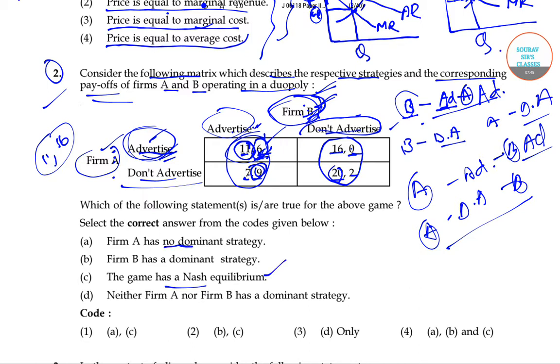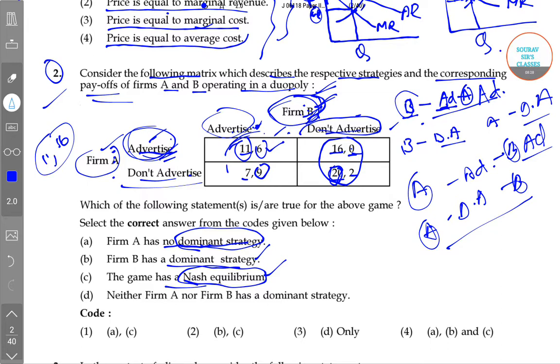A has no dominant strategy here, and B has a dominant strategy. For this, we need to understand what a dominant strategy is. We have already explained how we find the Nash equilibrium, where, given both firm A and B's first choice, we get the Nash equilibrium to be 11 and 16. Now we'll simply come to the concept of dominant strategy.